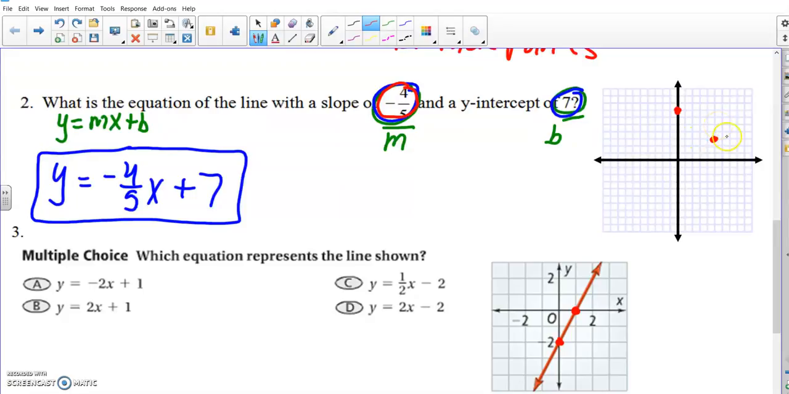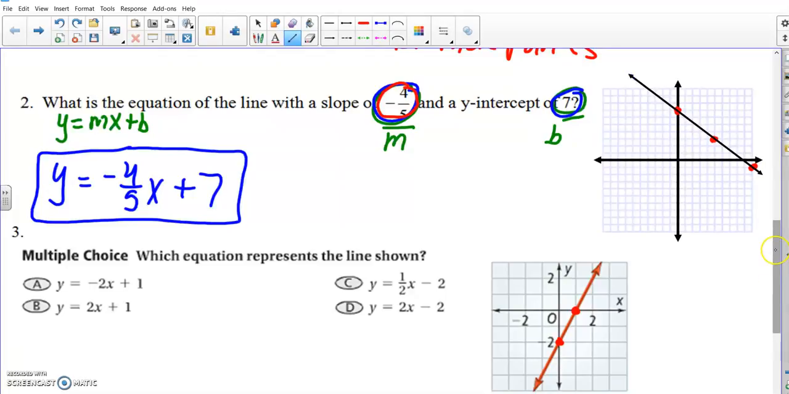And now do that just one more time, down 4, 1, 2, 3, 4, to the right 5, 1, 2, 3, 4, 5, and plot your point. Again, those 3 points should line up in a straight line if you're doing this correctly. So then just connect those 3, and that is your graph.